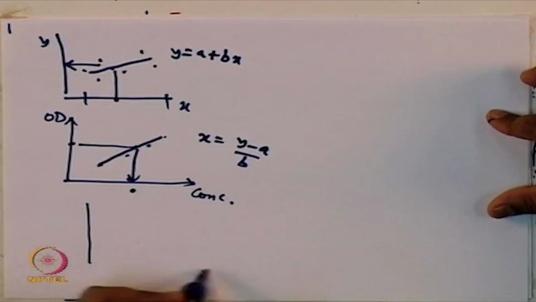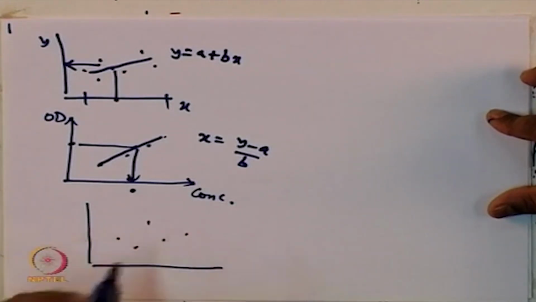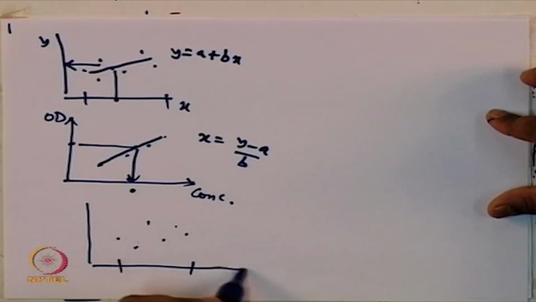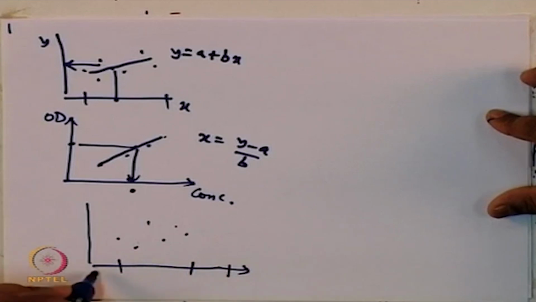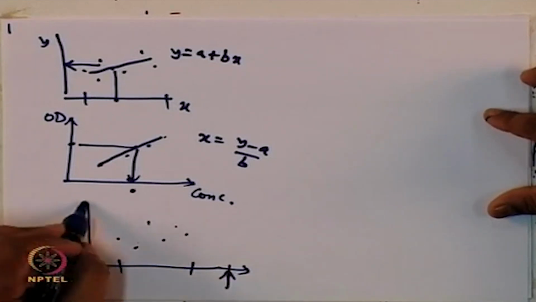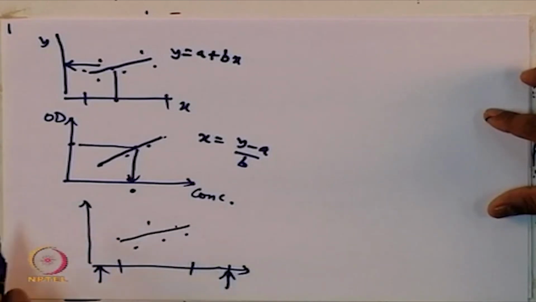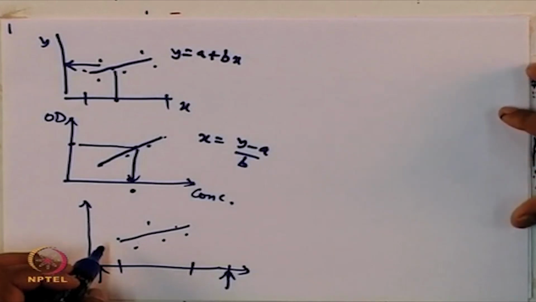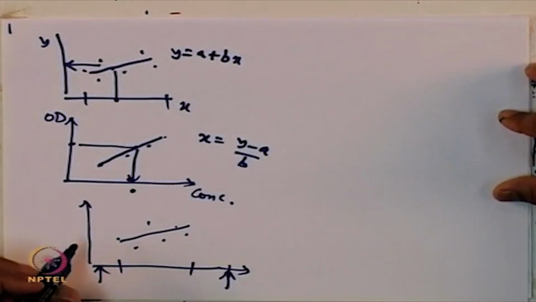So extrapolation refers to this: if you have this particular data and this is your range, and I want to estimate a value which is beyond this range, either here or here, that is what extrapolation is about. If your curve is well fit, then extrapolation will not give you too much erroneous results.